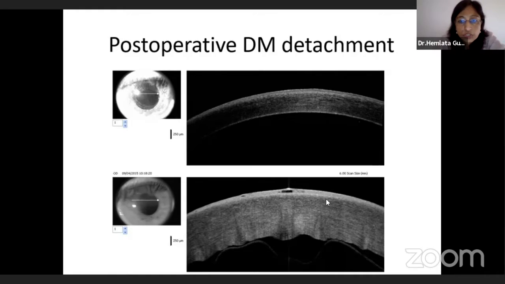For example, in this patient, in the bottom picture, you can see that there is a large DM detachment with significant corneal edema. As this patient was picked up on day 1 itself, we just injected air in the anterior chamber, and the next day the patient had a clear cornea with reattachment of the Descemet's membrane.